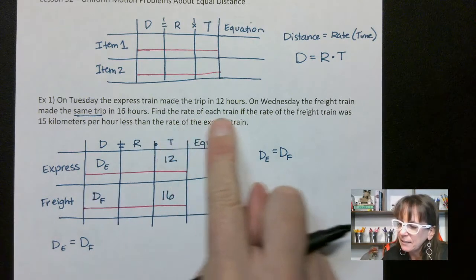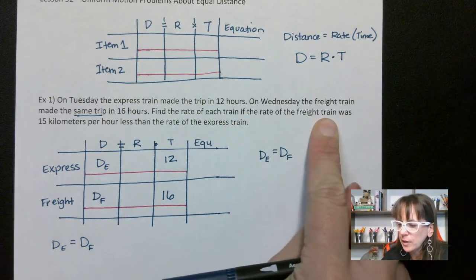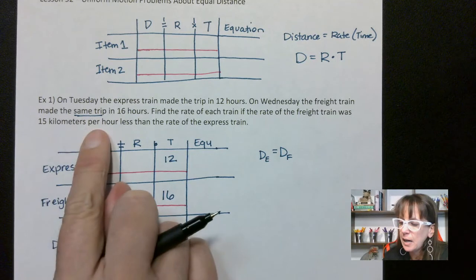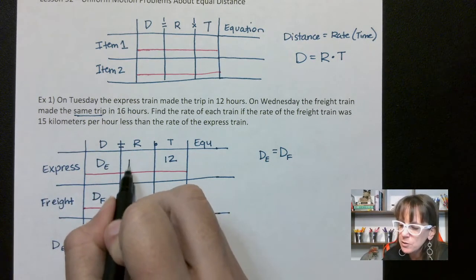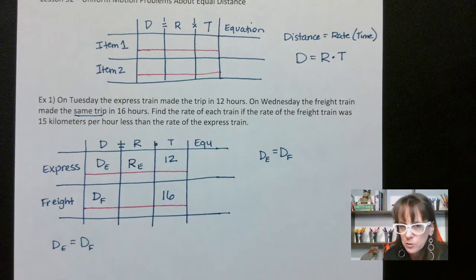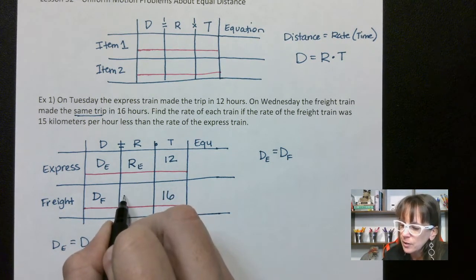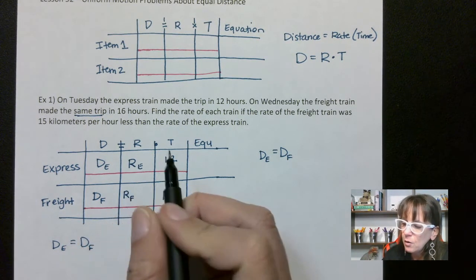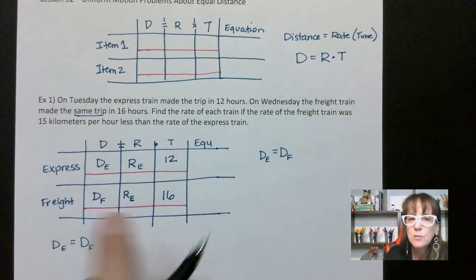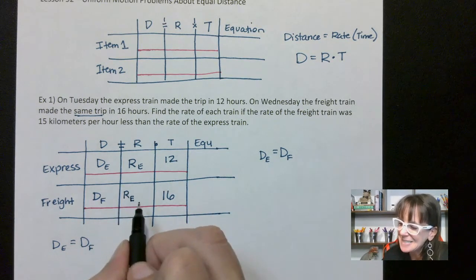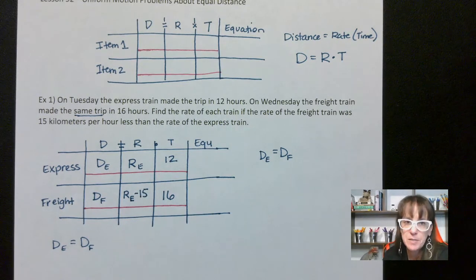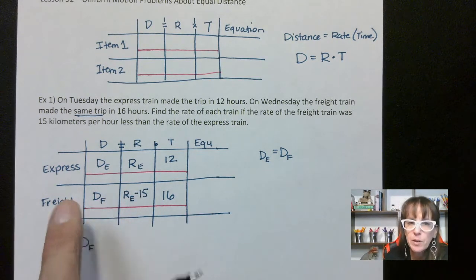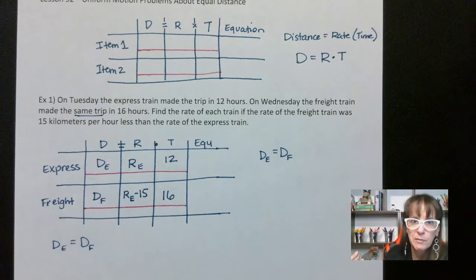Find the rate of each train if the rate of the freight train was 15 kilometers per hour less than the rate of the express train. So whatever the rate of the express train is, the freight train, RF, was RE, the rate of the express train, minus 15. So the freight one was whatever the express was, take away 15.